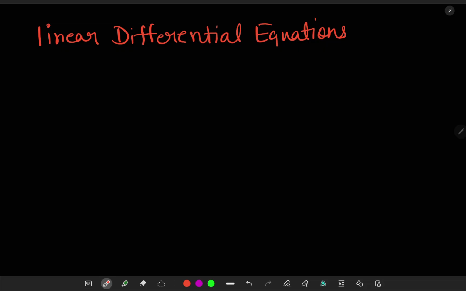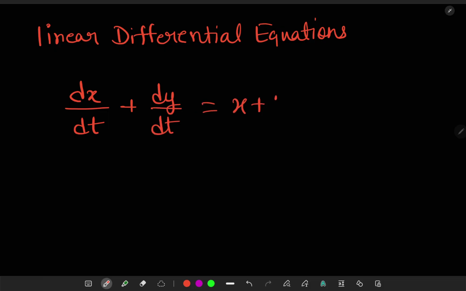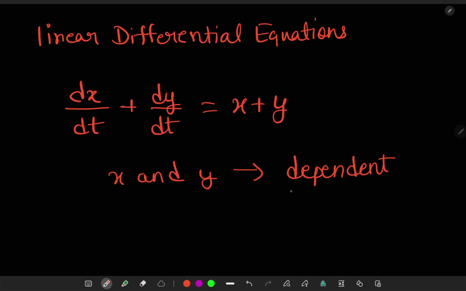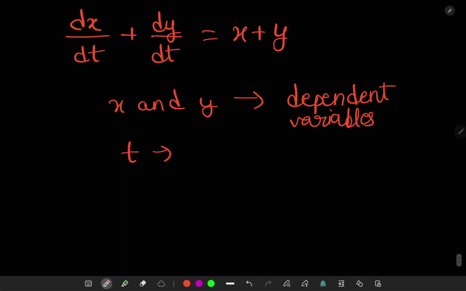A differential equation is an equation involving derivatives of a dependent variable with respect to one or more independent variables. For example, dx over dt plus dy over dt is equal to x plus y. Here you can see x and y are two dependent variables and t is the independent variable.